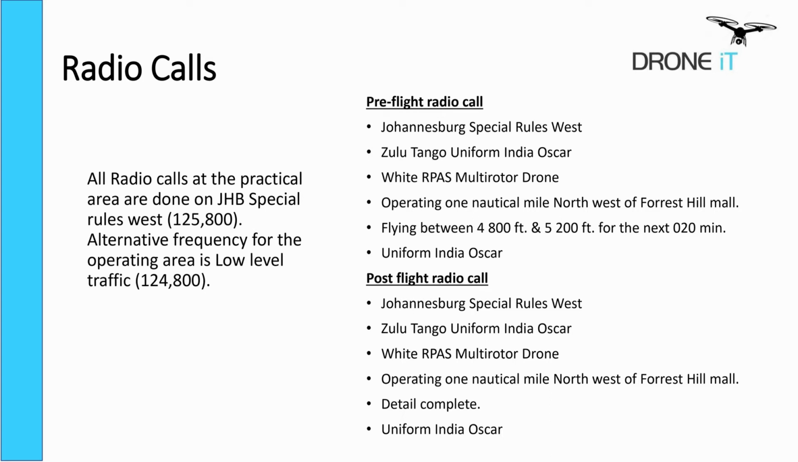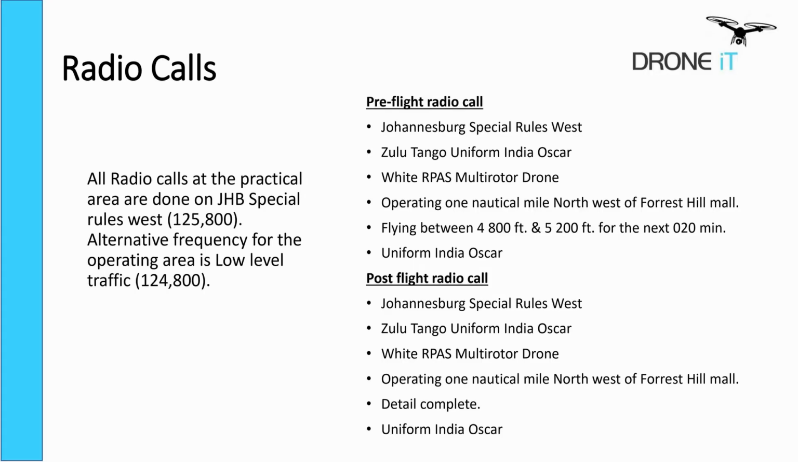So for example, Zulu Tango Alpha Bravo Charlie. Next, you need to identify what aircraft you'll be using. Because we are actually in the air with other manned aircraft, we need to let them know exactly, listen, we are flying a drone and not a manned aircraft. So after you've told them what aircraft they need to be looking out for, you will let them know exactly where you'll be operating.